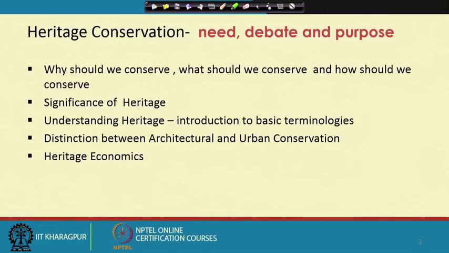So that's about the need, the debate and the purpose of conservation. That will be a very basic introductory course with some examples from various places, various structures. I would like to share that with you to set a framework to start before we go into the detailed topics.